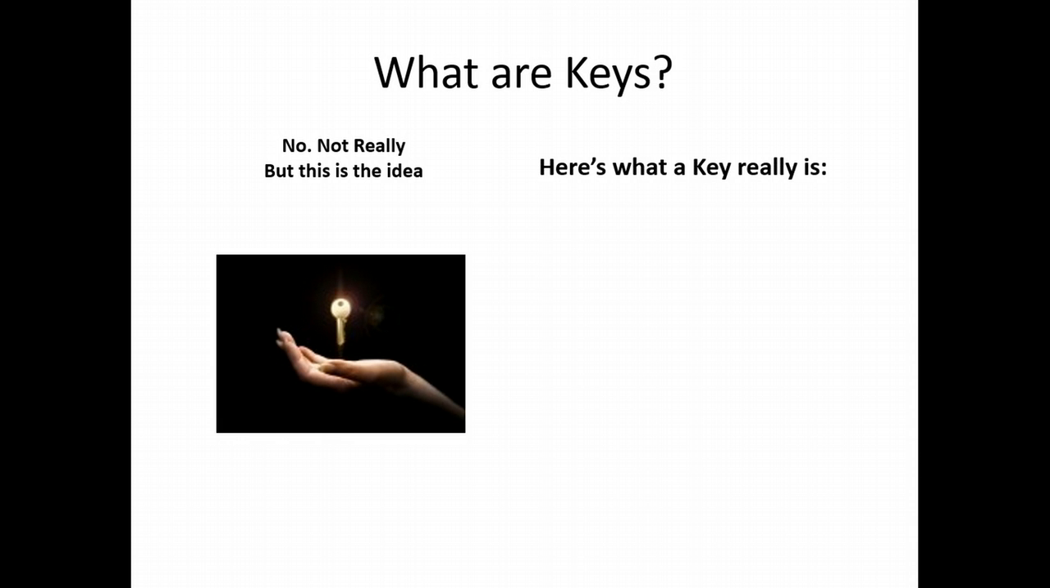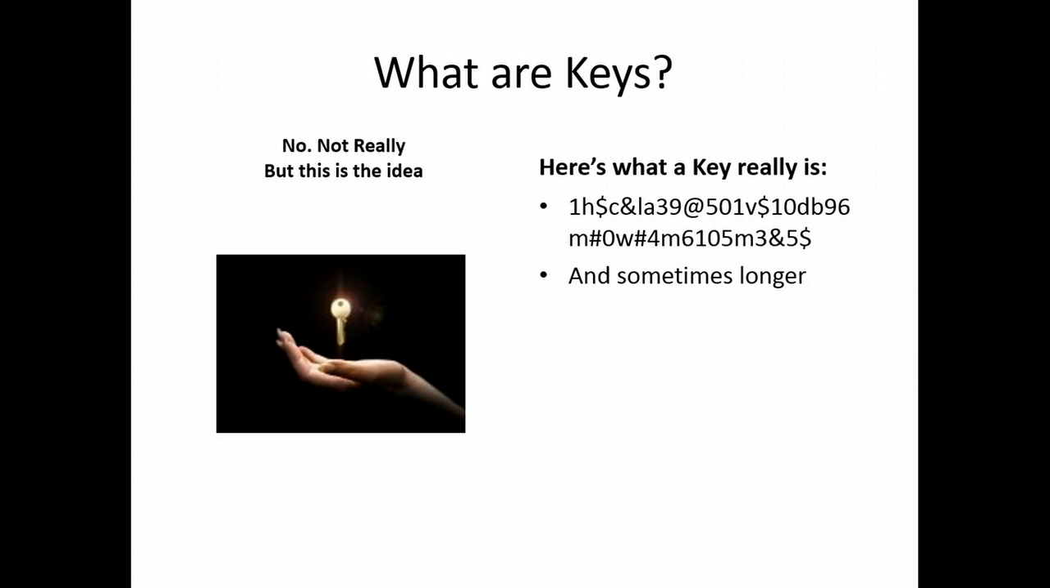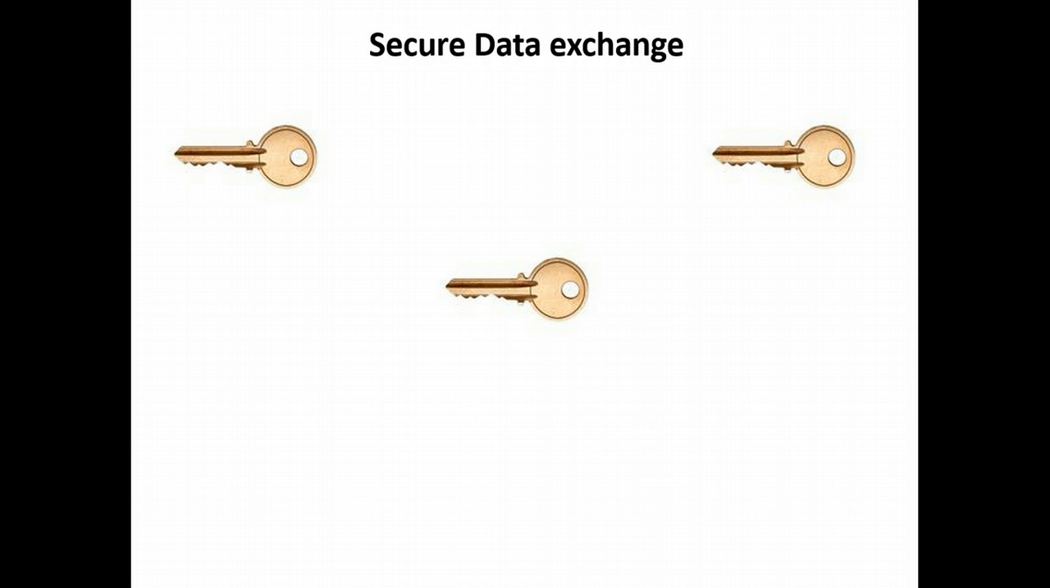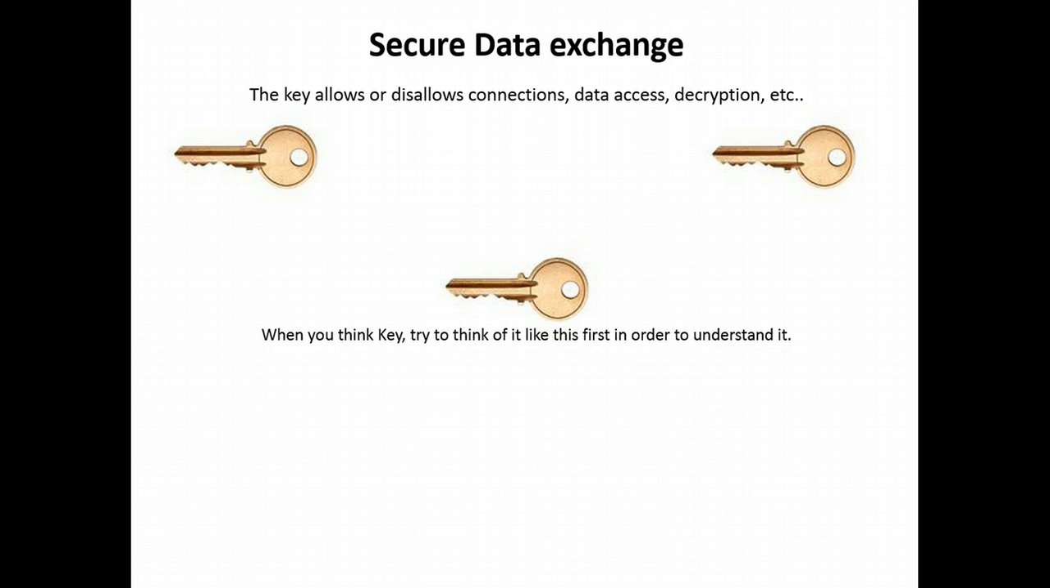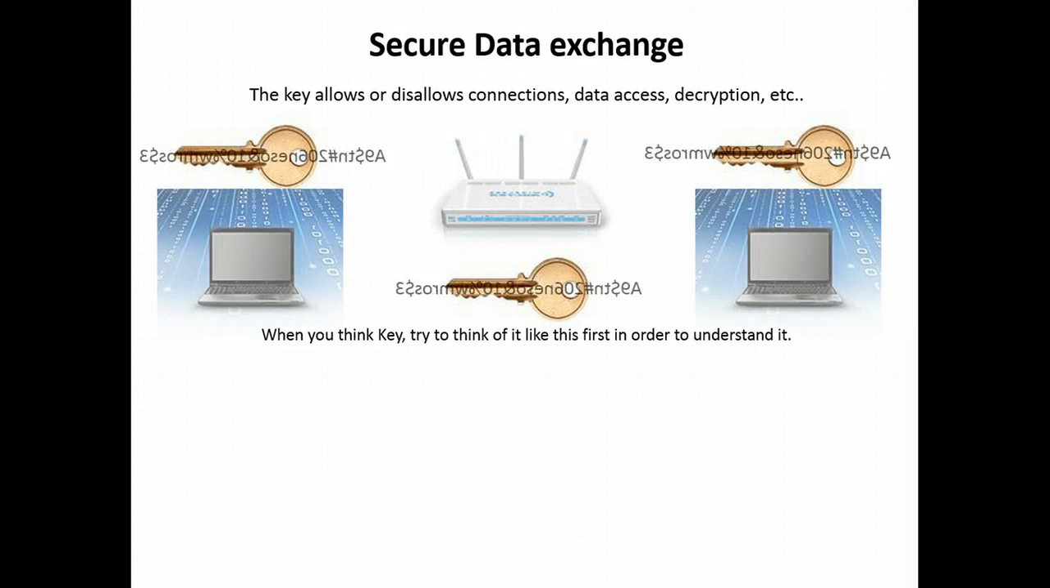Because here's what we're really talking about when we talk about keys to the network. These are numbers, letters, strings of characters, what have you, sometimes longer, but that's what we're talking about when we talk about keys for our network. And if we want secure data exchange, we have to understand which keys are best for us to use. So the key, again, allows or disallows connections and data access. It does encryption, decryption. And if you're going to think about a key, I'd like for you to try to think of it like this first in order to understand it.